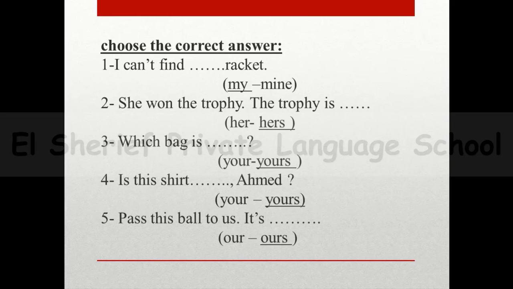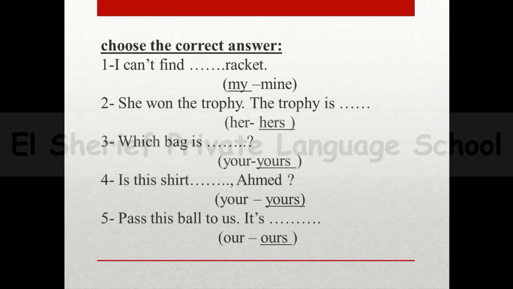Number 2, she won the trophy. The trophy is, okay, there is nothing after this possessive, so I will use the possessive pronouns. Here I'll use hers, as we also put the full stop after hers, and we shouldn't put anything after it, so we will use hers. Which bag is excellent, amazing. Yours, as I here didn't find anything after this possessive pronoun.